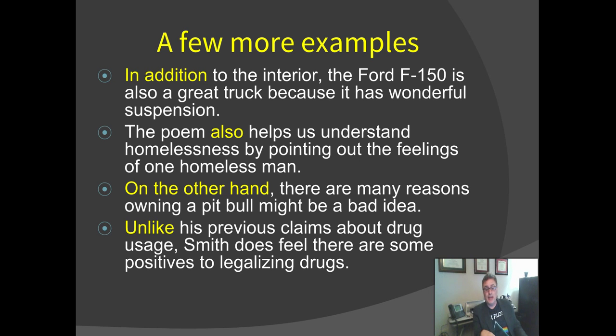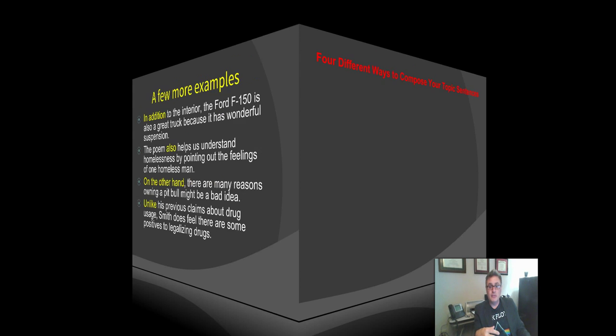Unlike his previous claims about drug usage, Smith does feel there are some positives to legalizing drugs. Notice this one word, unlike, helps to do the same thing on the other hand did, which is show I just got finished talking, more than likely, about Smith feeling that there are negatives to legalizing drugs. Now I'm going to talk about what he sees as the positives to legalizing drugs. So those are transitional words and phrases, and those need to be part and parcel of your topic sentences.